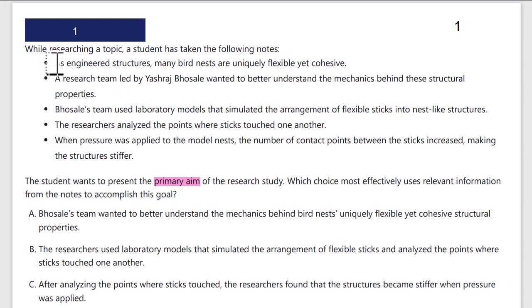As engineered structures, many birds' nests are uniquely flexible yet cohesive. Okay, this is background information. A research team led by Bosale wanted to better understand the mechanics behind these structural properties. That's what they wanted. This is the aim. That should be the answer right there. Let's see the answer choices and find that.